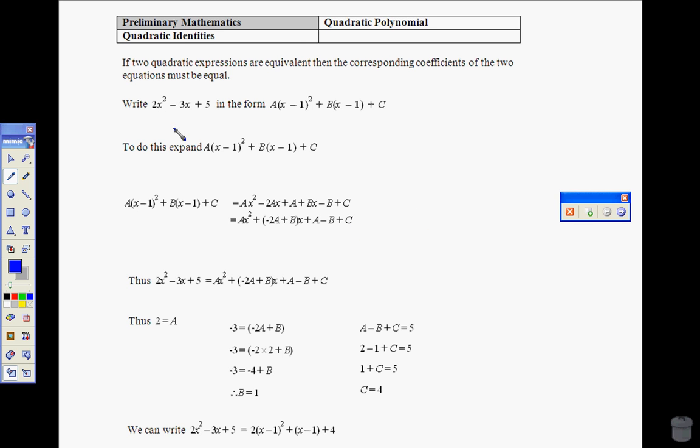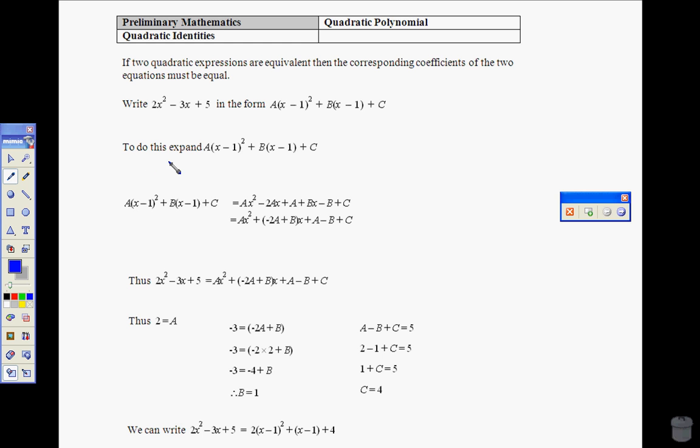Quadratic identities are basically about putting one quadratic into a different form. Now, what we want to do in this question is take 2x squared minus 3x plus 5 and place it in this form. Now, it doesn't look like a very efficient form, but what we want to do is get equivalences between the two. We actually want to find what A, B, and C would be. So we're really just working on a different type of problem.